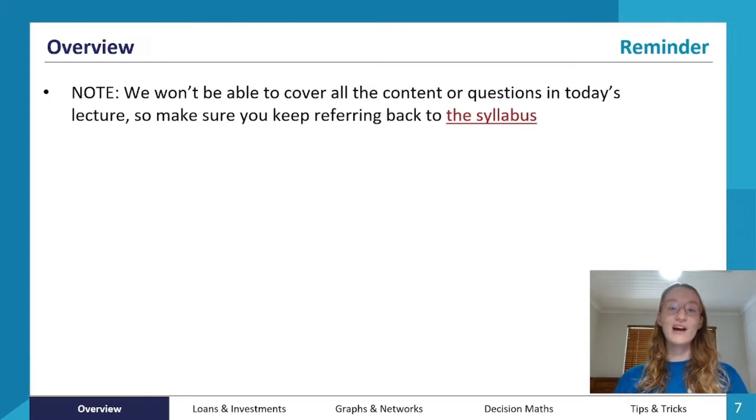And like I said, we are just doing some overview. We'll only be exploring some types of questions and some of the content that's a part of the syllabus. So make sure you keep referring back to the syllabus to make sure that your revision and your study is covering all of the content descriptors in the syllabus, to make sure that you are getting the whole picture of what you need to know. Because again, today is more of an overview and we'll focus in on different topics.